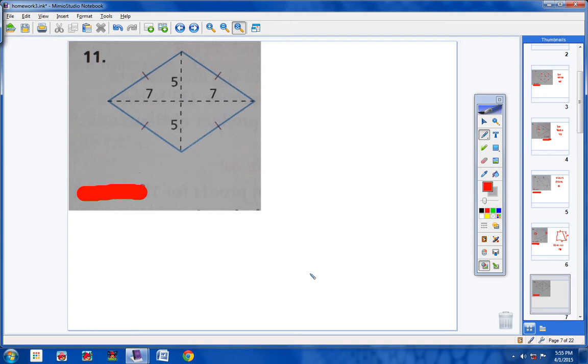In number 11, we see right away we have a rhombus because all 4 sides are congruent. So we know immediately our 2 diagonals are perpendicular. To find the area of this rhombus, I have 1/2 times my 2 diagonals. One diagonal is 10, 5 plus 5. The other diagonal is 14, 7 plus 7. 1/2 times 10 times 14 would be 70 square units.